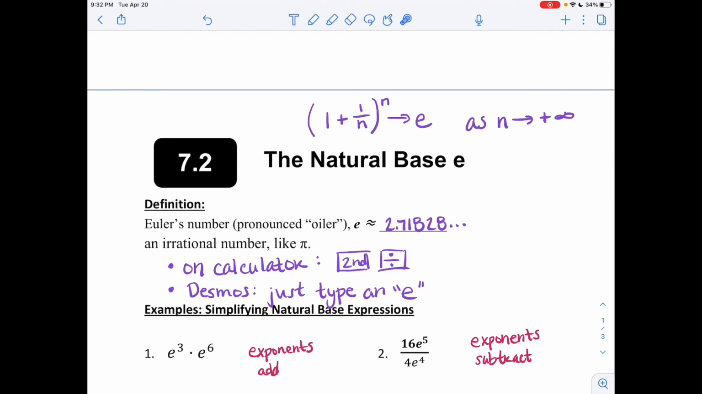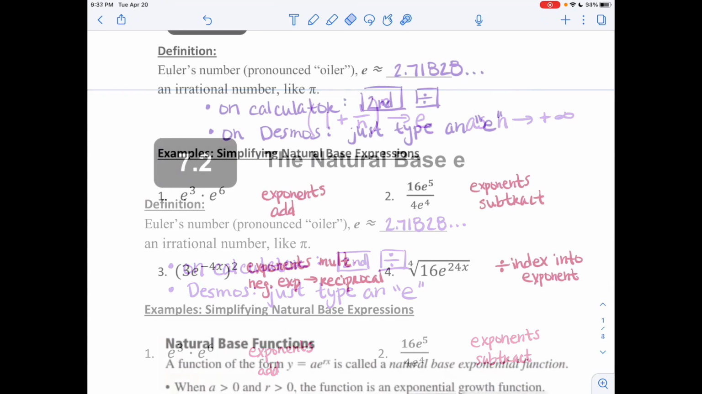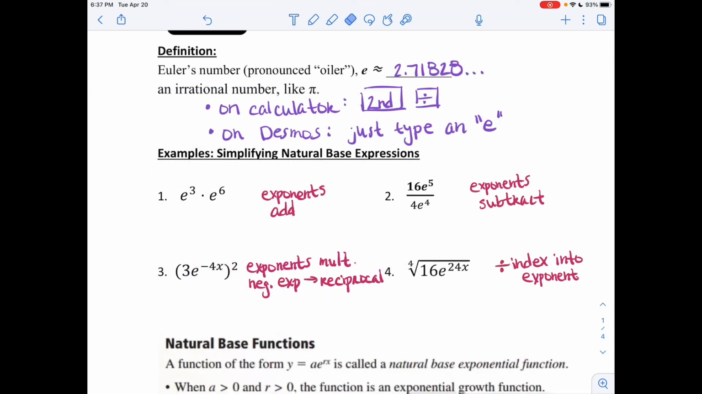On your calculator, just like you're able to get pi entered, you can get e entered on your calculator. In order to do that, you push the second key, the blue key, and a division symbol. In Desmos, you just simply type a lowercase e. So if you're using Desmos at home, the graphing or the scientific calculator, just type in e, and Desmos recognizes that as Euler's number.